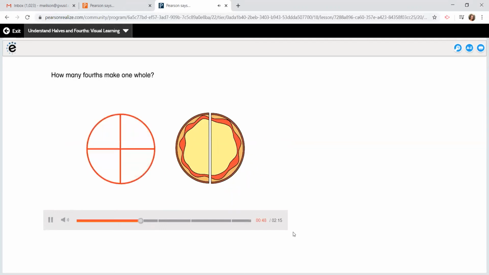How many fourths make 1 whole? Okay, looking at the fourths, how many does it take to get 1 whole pizza? Well, we can count them. 1, 2, 3, 4 fourths. 1, 2, 3, 4. 4 fourths make 1 whole.